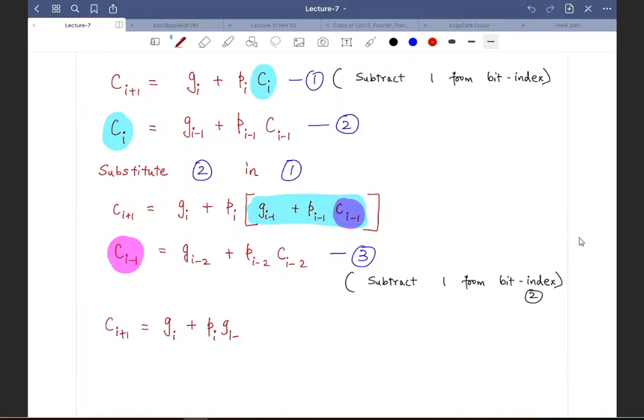G sub i minus 1, or p sub i minus 1, g sub i minus 2, p sub i minus 2, c sub i minus 2. So if I expand everything out in a sum of product form, what do I get? I get g sub i, or p sub i g sub i minus 1, or p sub i p sub i minus 1 g sub i minus 2, or p sub i p sub i minus 1 p sub i minus 2 c sub i minus 2.